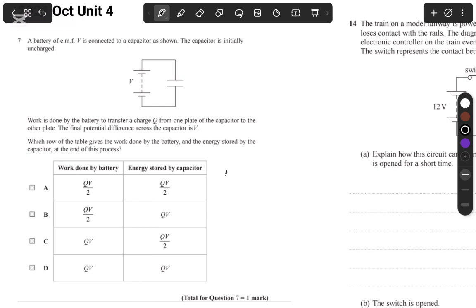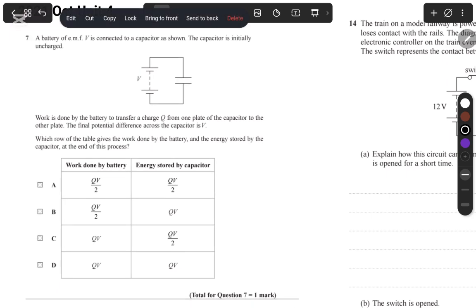So work done by the battery is going to be equal to Q times V. That's the formula that we know from our AS level as well. And then the energy stored by the capacitor is going to be half of that, so half QV. The other half of the energy is lost. So the option that matches this is going to be C.